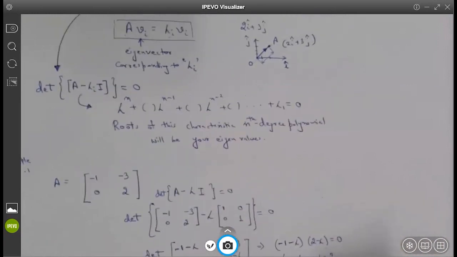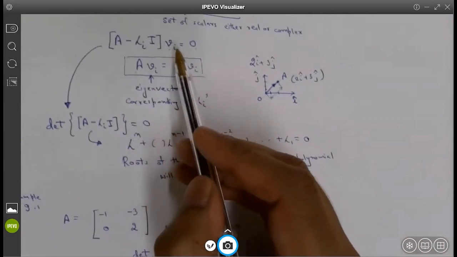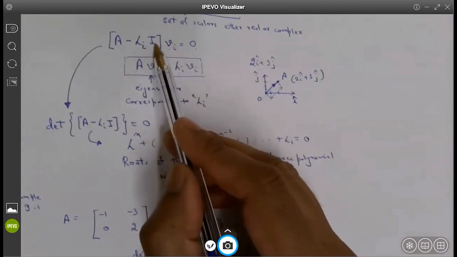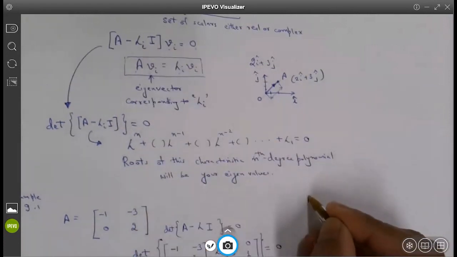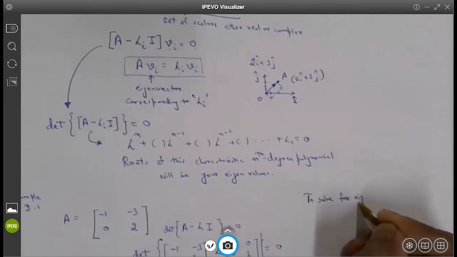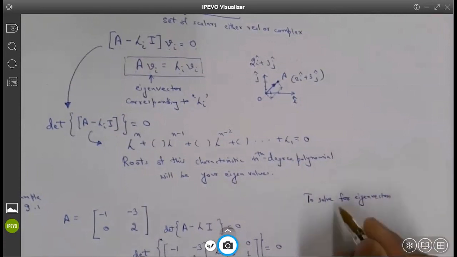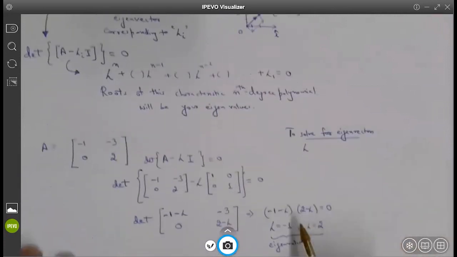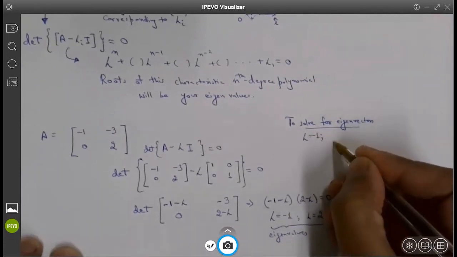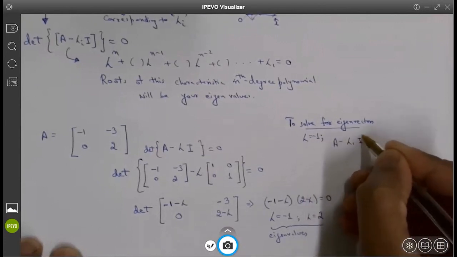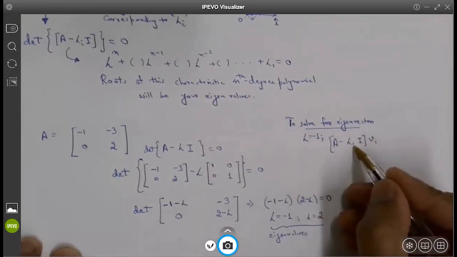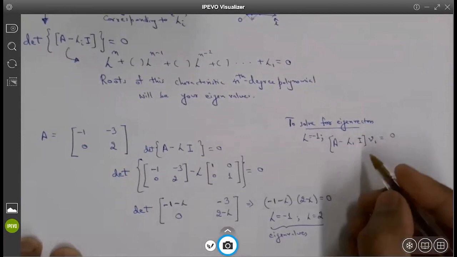So how to get eigenvectors? You go back to this equation, (A minus lambda 1 times I) times V1 equals 0. To solve for eigenvectors, I have to first select each individual eigenvalue. If my eigenvalue is -1, then corresponding to -1, I will solve this equation again. Corresponding to lambda 1, I have V1, and that has to solve this system of equations.